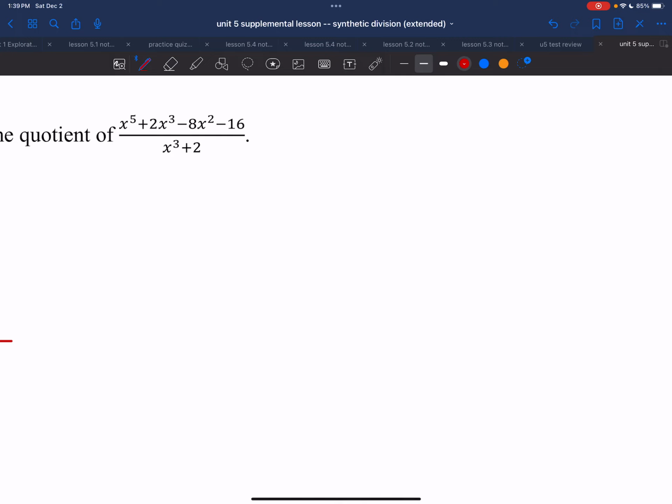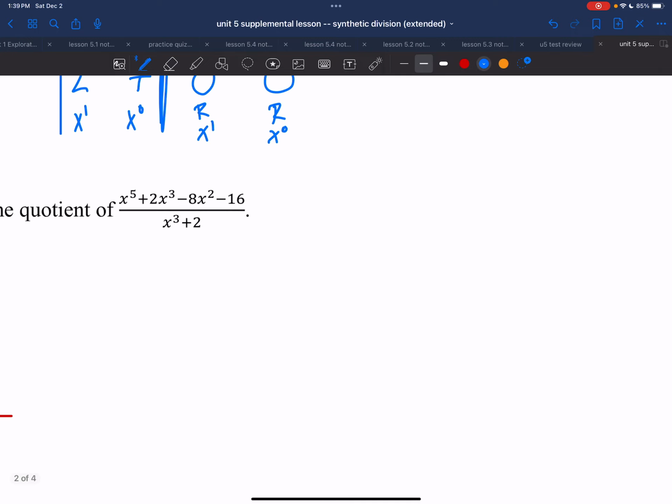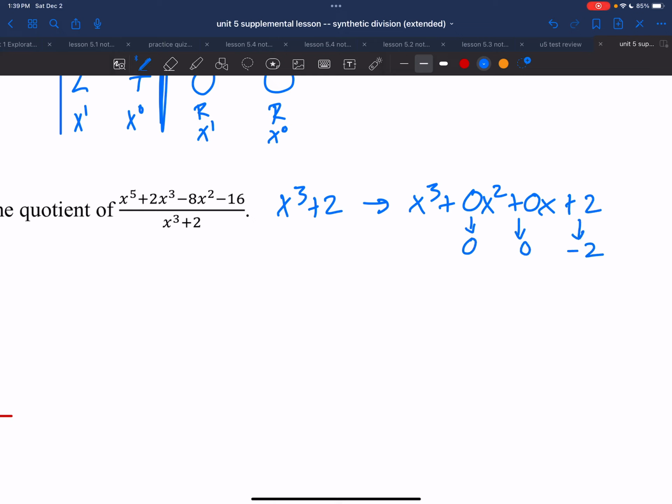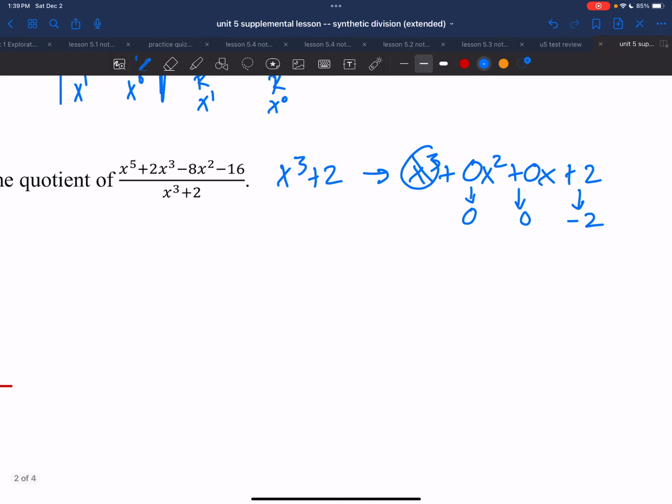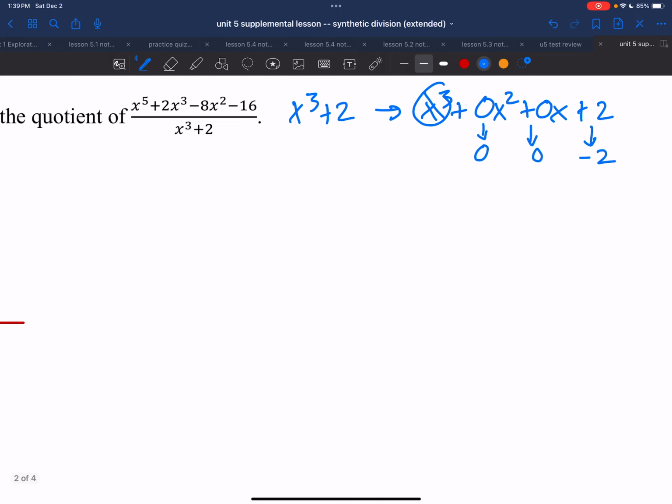So that you really see how this works out. Now, when you do x cubed plus 2, keep in mind that's x cubed plus 0x squared plus 0x plus 2, means you're going to do 0, 0, negative 2, right? And this we ignore. So again, 1x to the 5th, 0x to the 4th, 2x cubed, negative 8x squared, 0x, negative 16. Those are my coefficients.